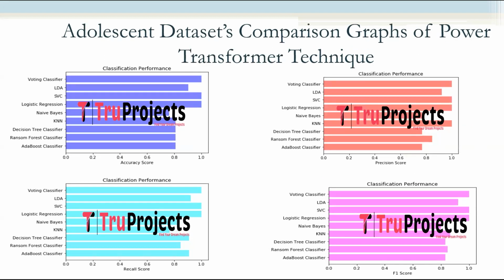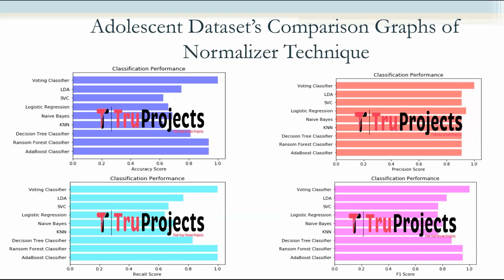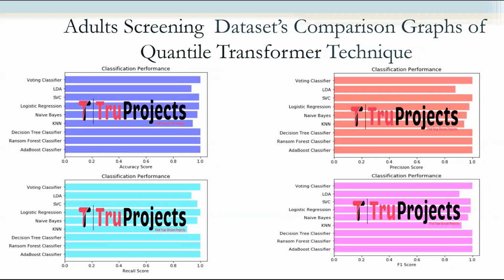Here we have comparison graphs for the power transformation technique for the adolescent dataset. This is for the MaxAbsScaler technique for the same dataset, and this is for the normalizer technique. Similarly, we will have them for other datasets also.